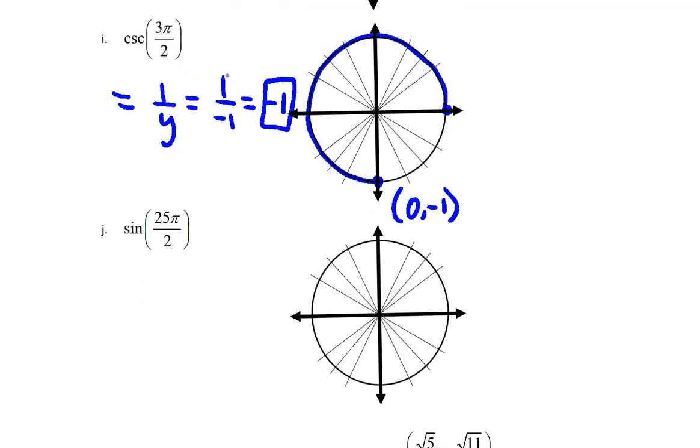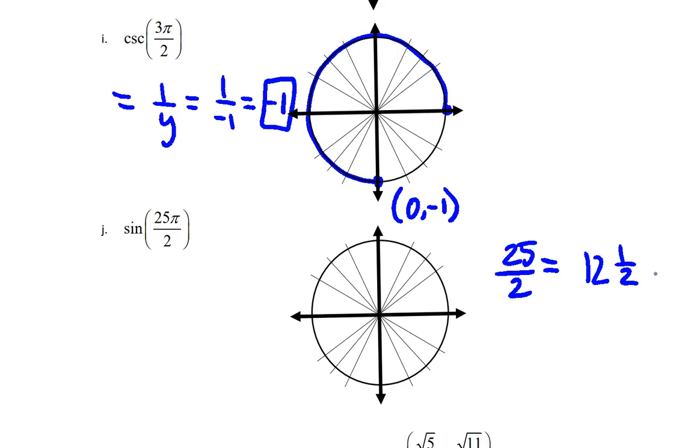Moving on, next we have the sine of 25 pi over 2. Okay, well, immediately you'll recognize that's not one of our special fractions, but we've seen this before. You can convert it into one of them. If I do a little bit of fraction work here, note that 25 over 2 is really, if you think about it, 12.5. You just put that into like a mixed number.